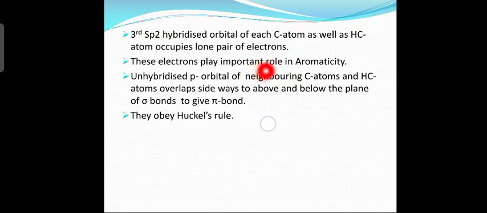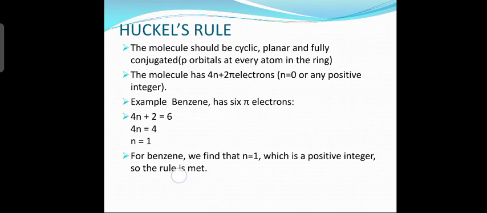These electrons play an important role in aromaticity. The unhybridized p orbitals of neighboring carbon atoms overlap sideways, one half above the plane and the other half below the plane. That is the mechanism of overlapping, along with the sigma bonds, to give the pi bond. They obey Huckel's rule, which we are going to see in the next slide.